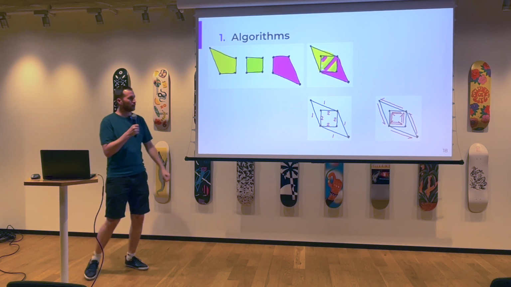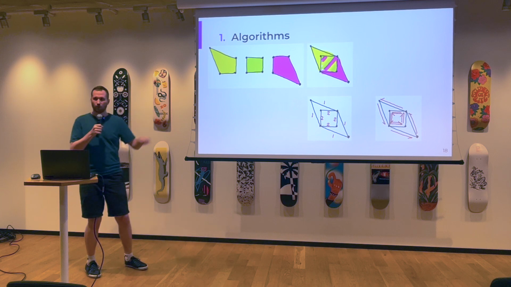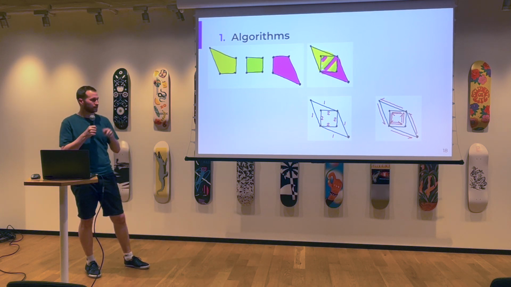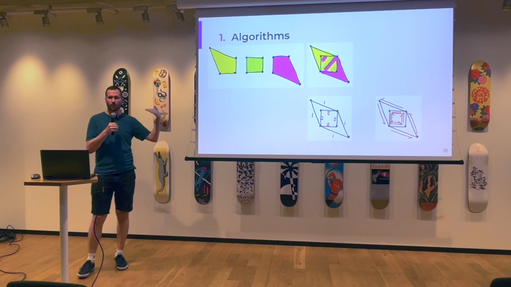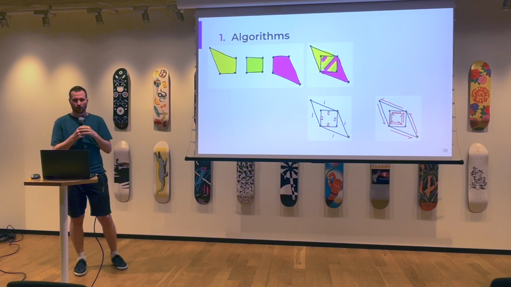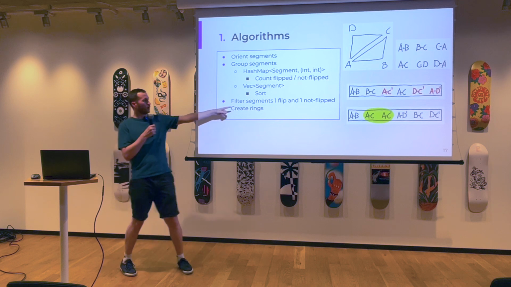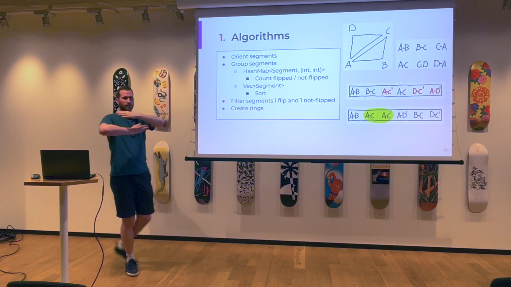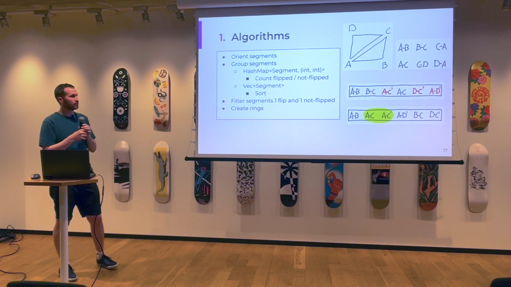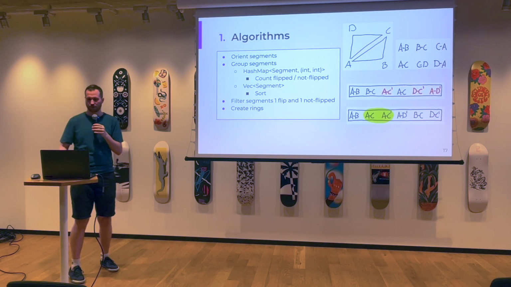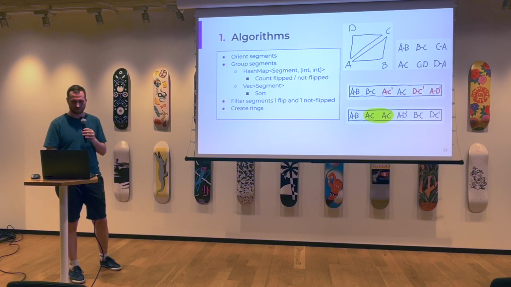But the difference is, because of this weird construction that we have going on, that the edges are going in the same direction. So actually what we need to count is that 1 segment should be flipped and 1 segment should be unflipped. And that's how we determine, okay, this is definitely a normal interior boundary.